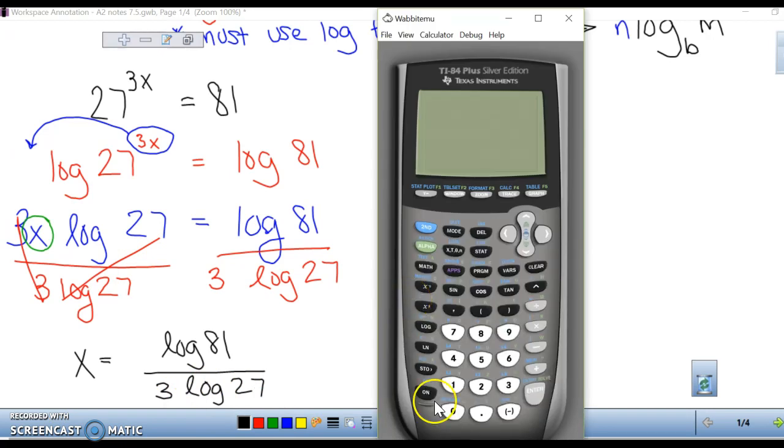So put that in your calculator. We get log 81 divided by, and use parentheses so it multiplies by 3 first, and then do the log of 27, parentheses, parentheses, press enter. Your answer is 0.44, and that as a fraction is 4/9.